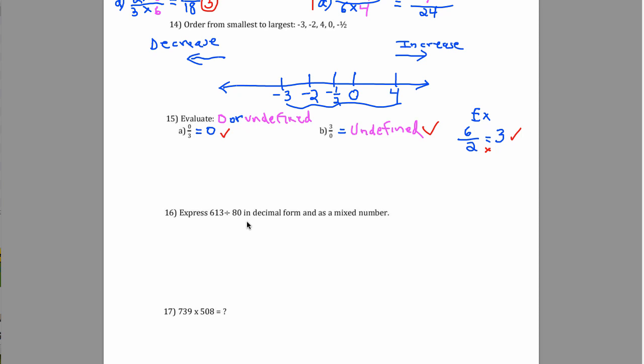Problem number 16 asks us to express the answer to the division problem 613 divided by 80 in two forms. One as a decimal and one as a mixed number. When they ask you to put the answer in the form of a mixed number, what we'll be doing is looking for the remainder to then form the mixed number. 80 into 613.